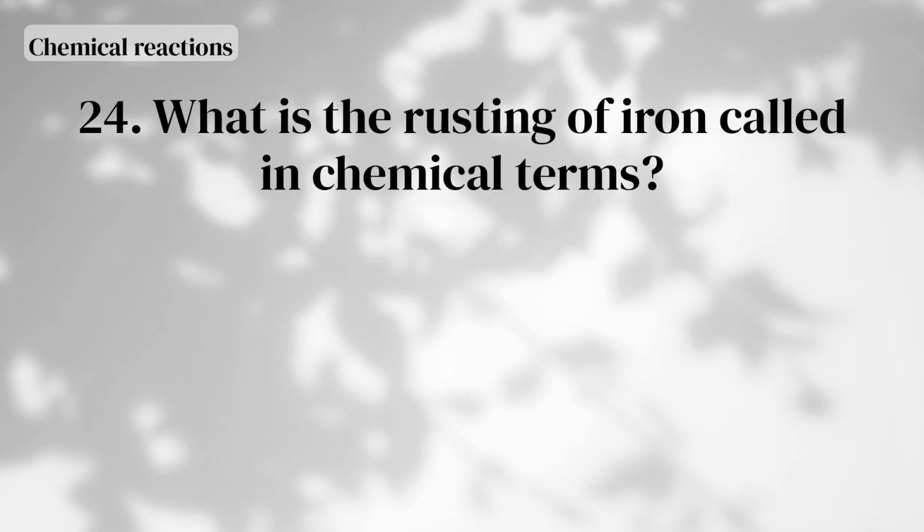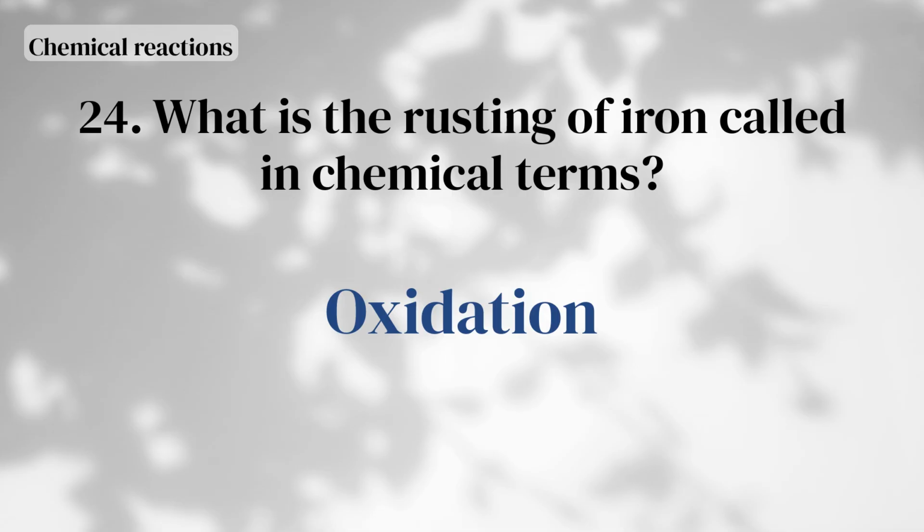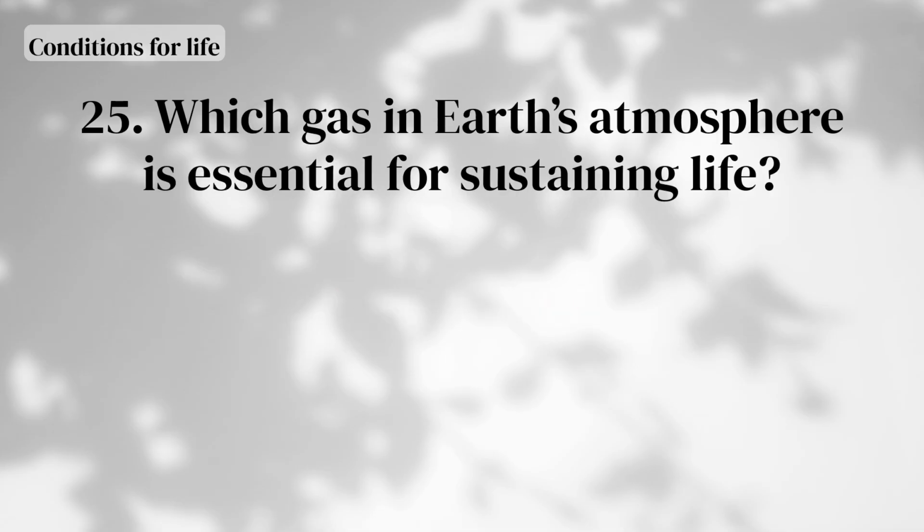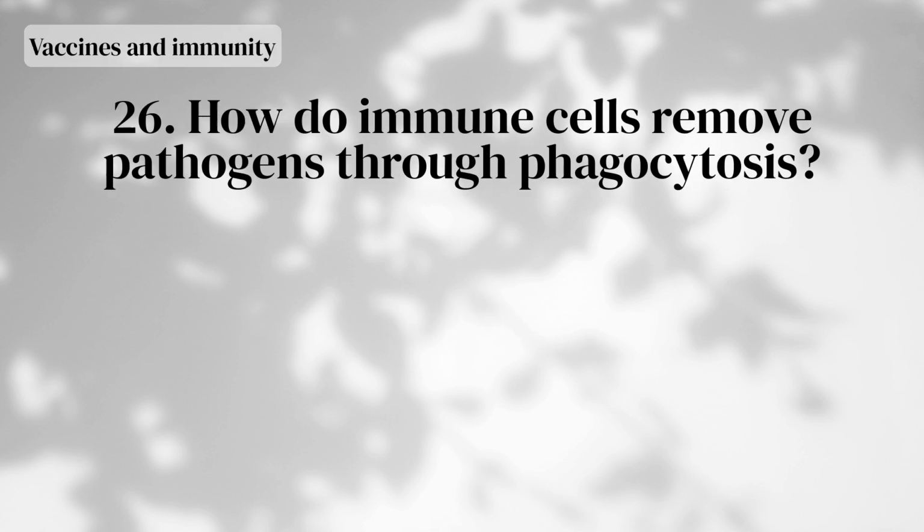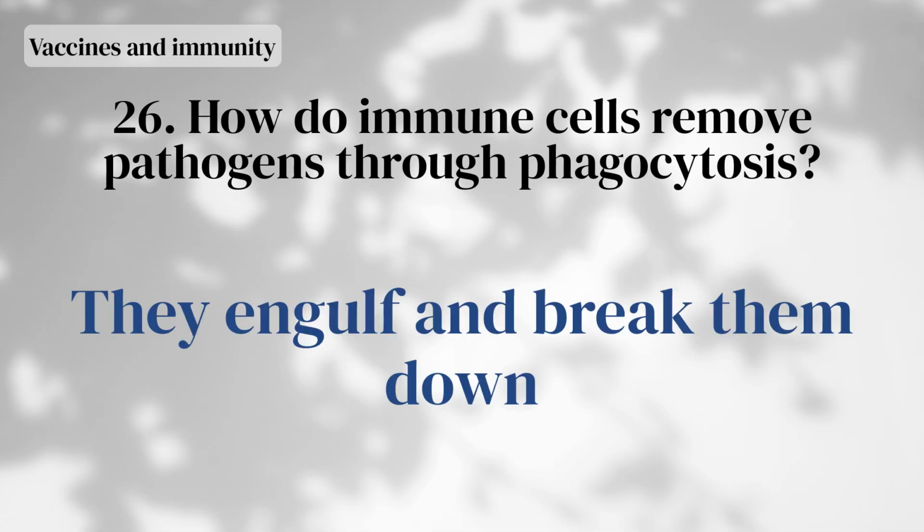pH change. What is the rusting of iron called in chemical terms? Oxidation. Which gas in Earth's atmosphere is essential for sustaining life? Oxygen. How do immune cells remove pathogens through phagocytosis? They engulf and break them down.